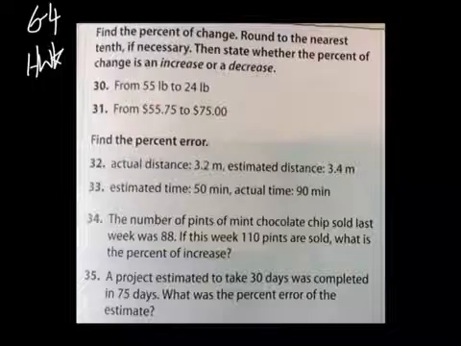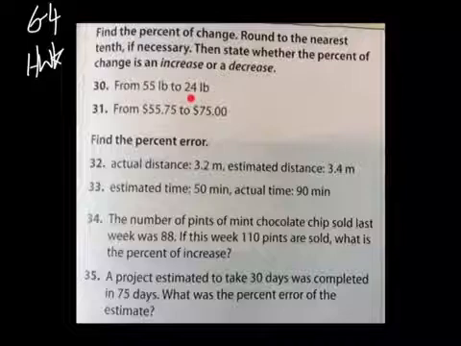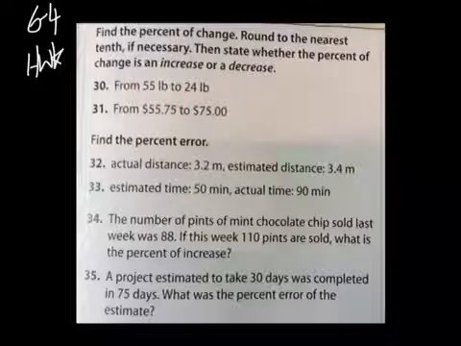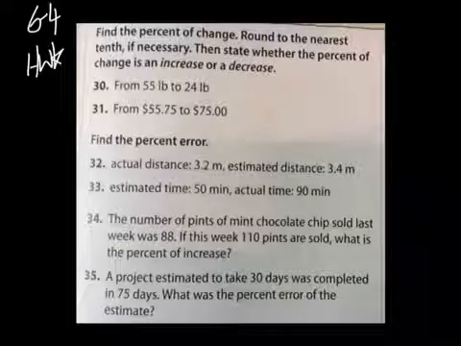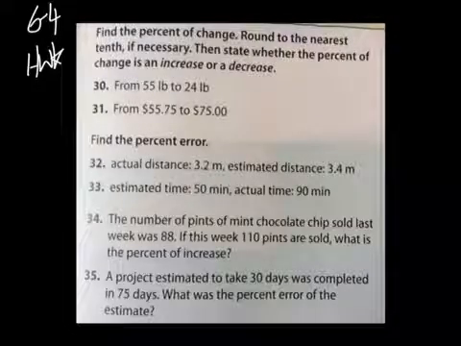So example number 30, 55 down to 24. That's a decrease. Make sure you include that. So a decrease of what percent? Now remember, find the difference between those two numbers, and I can see that it's already a difference of 21. If I'm not right, no, 31. A difference of 31. So I see a difference of, oh, let me use red, I'm sorry.